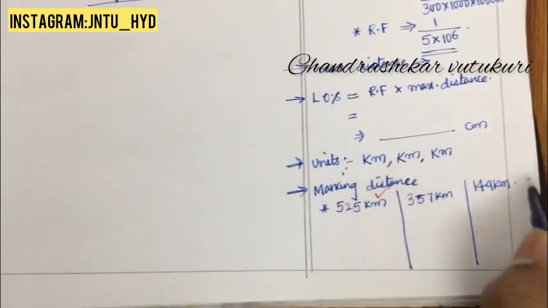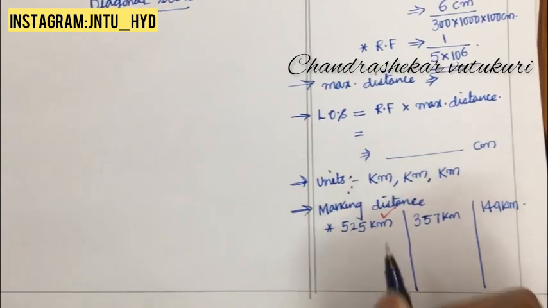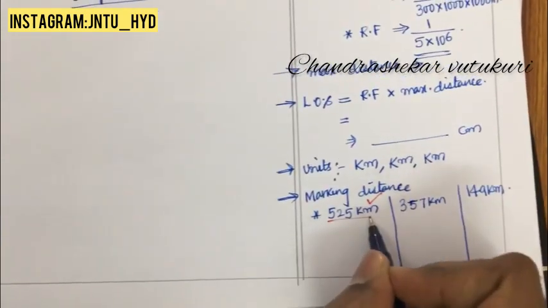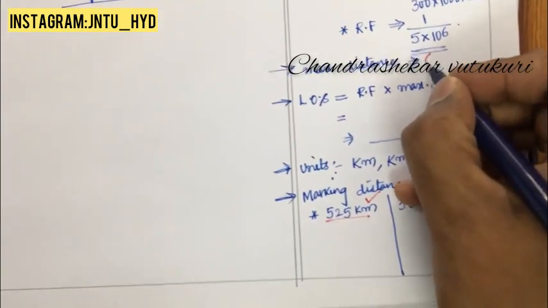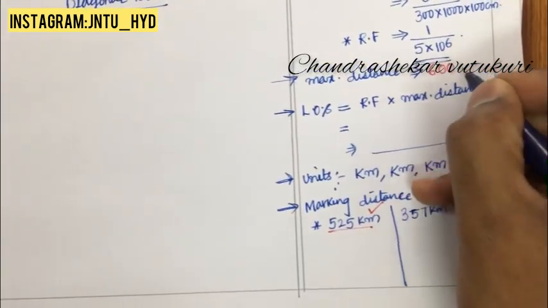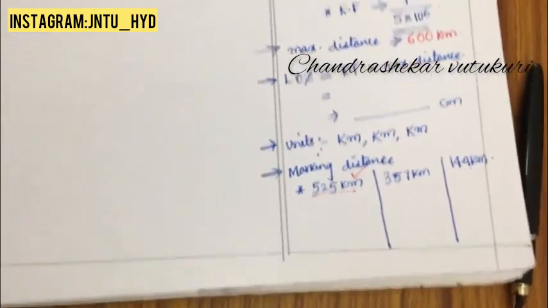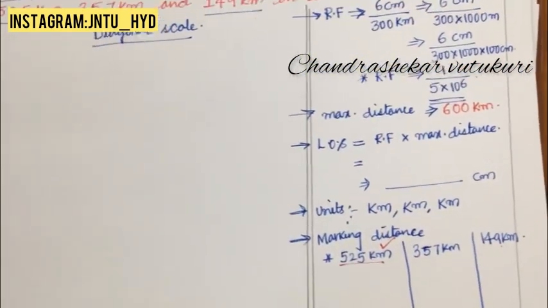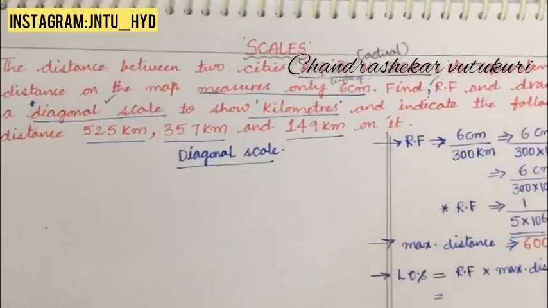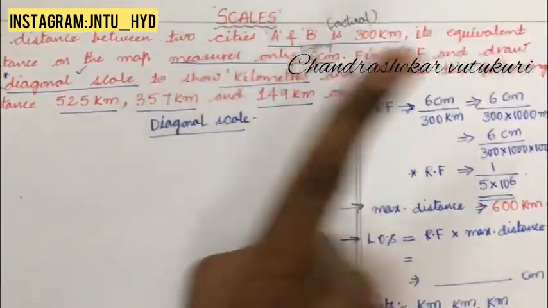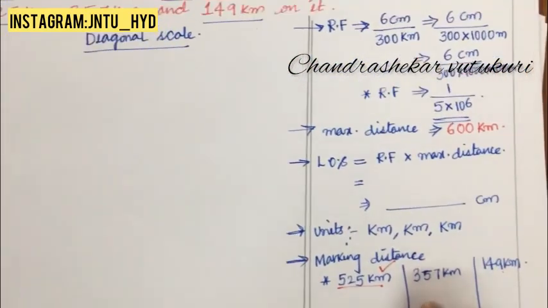So, by looking at the marking distance, we can identify and assume that the maximum marking distance is 525. That's the reason we are going to take our maximum distance to be 600 kilometer, dear students. I hope you got this. If certain data is missing in the problem, we are supposed to look at the marking distances and assume from them. This happens a few times in your question paper.